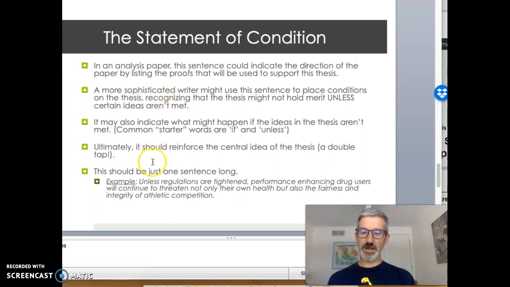Okay, so this should be just one sentence long. And here's an example for our same topic here.